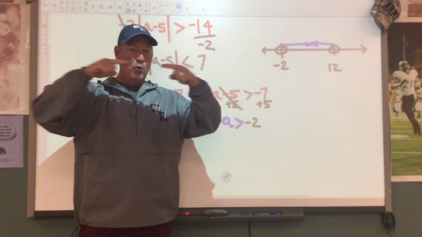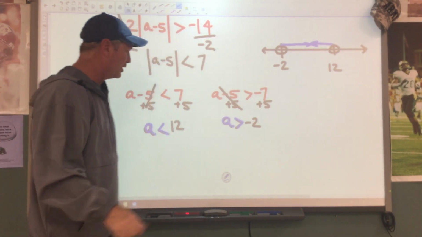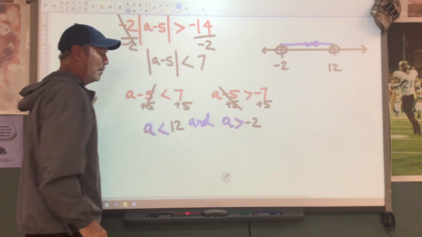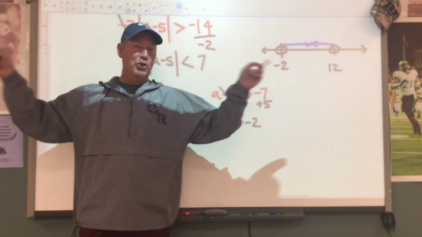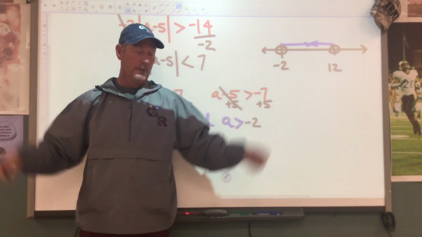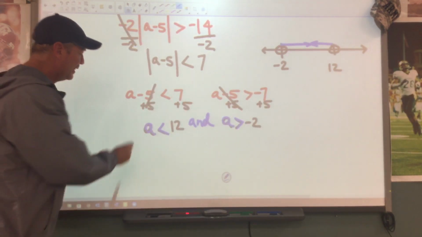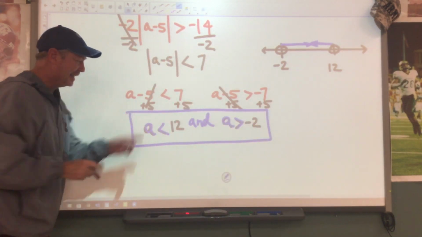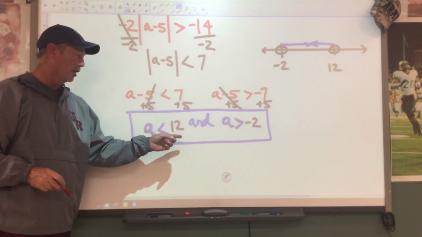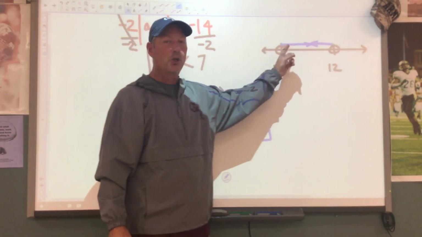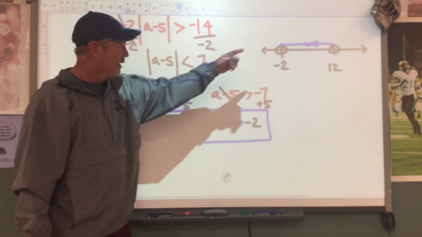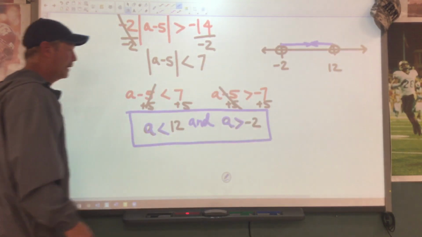Since my graphs are going towards each other, we're going to use the word and. Remember, if they go away from each other, you use the word or. Okay? So this is considered your solution. This is the solution that you're looking for. This is the graph of your solution. Two different things. Solution, graph of the solution. Okay?